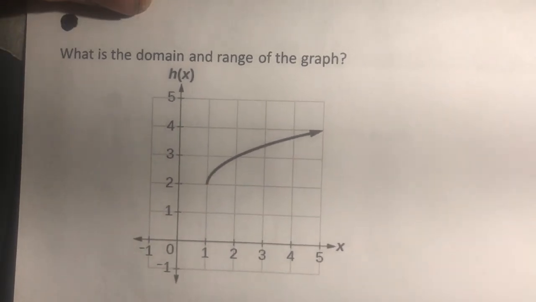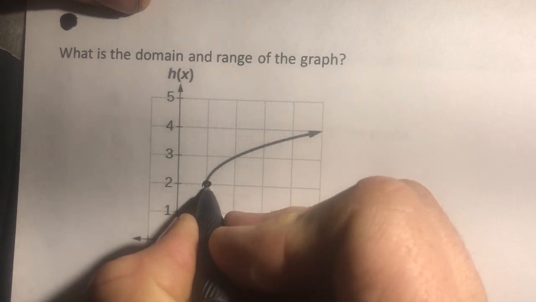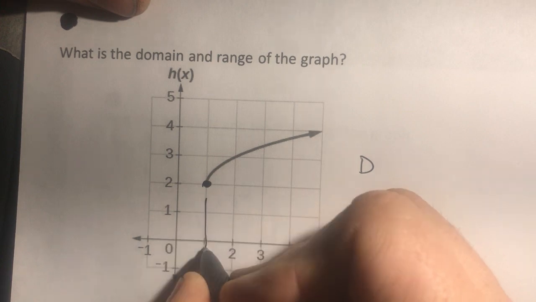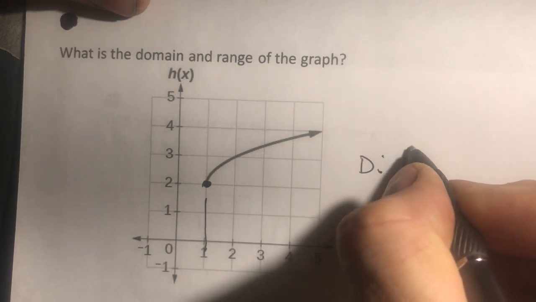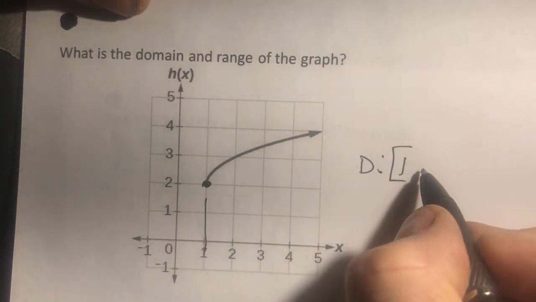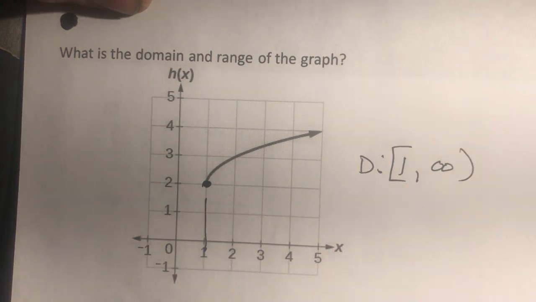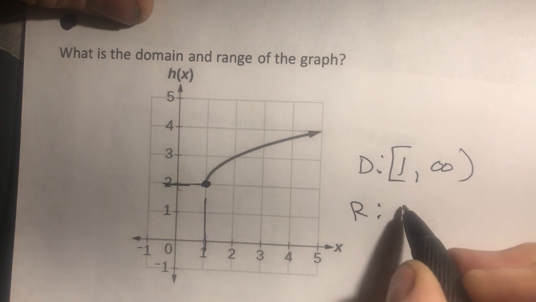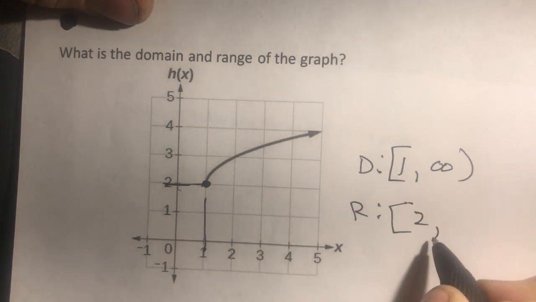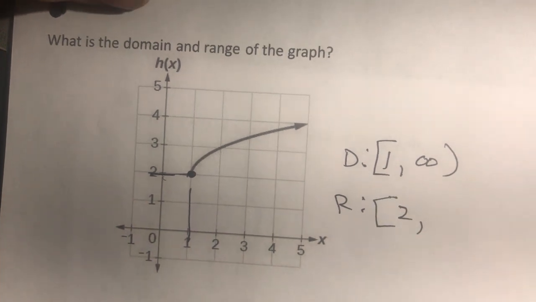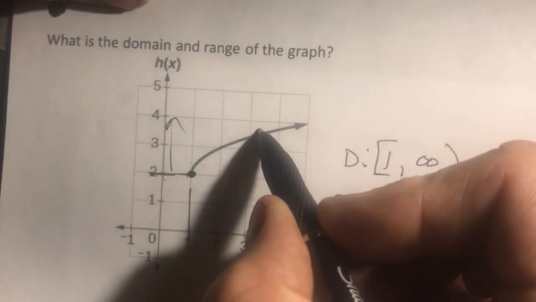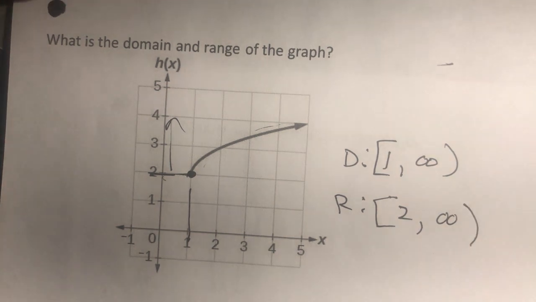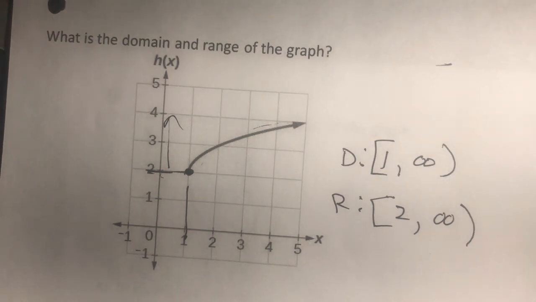What's the domain and range here? All right, so it starts here. For my domain, it starts at 1, and it's included, and it goes this way forever, so it's infinity. What about my range? The range starts right there at 2, and it's colored in, so I include it with the bracket. And then what does it go up to? Well, as this thing's going up, it keeps going forever, so it goes to infinity. So there's my domain and my range.